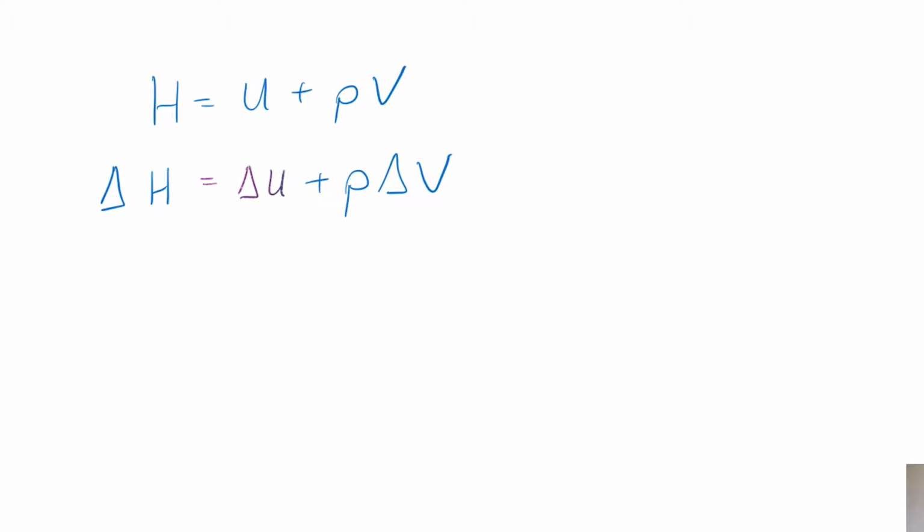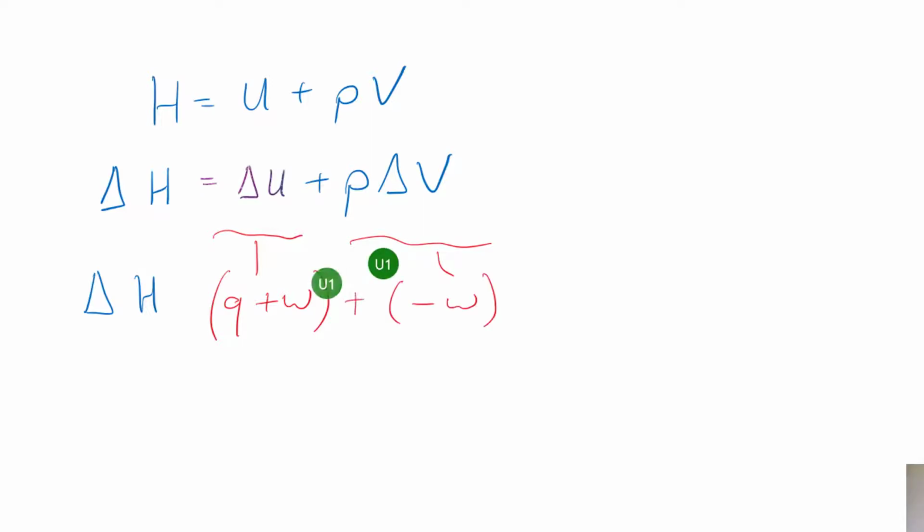Alright, so we've got now our changes. So delta U we know is Q plus W, and P delta V, well, we said that work is equal to minus P delta V, so therefore P delta V is equal to minus W. So that means that delta H is equal to Q plus W minus W, so delta H is equal to Q. And we put a subscript P here to indicate that this was under the condition of constant pressure.